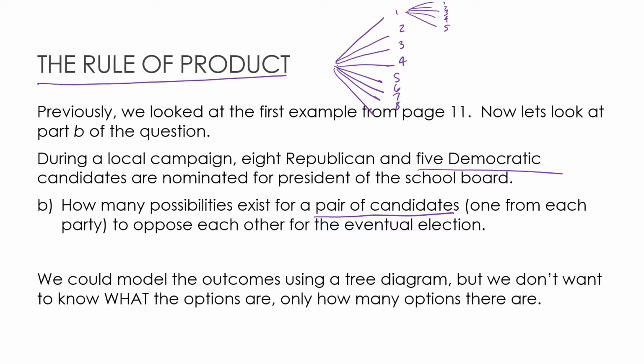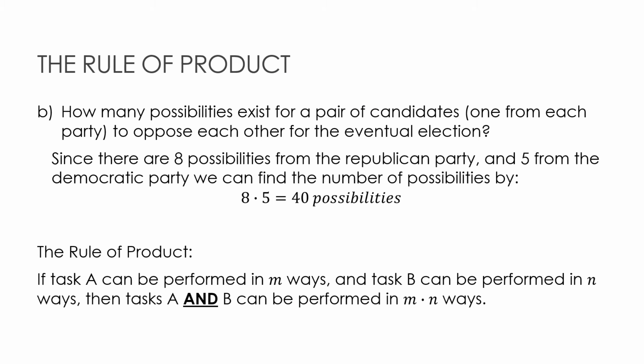But what I'm looking for is just how many options there are. So if I don't care about what the actual combinations are and just need to know the number, I'm going to use the rule of product, which looks similar to what we said before for rule of sum. If one is m ways, one is n ways, notice if it's A and B, then I'm going to multiply. So again, you should start to associate and with multiplication.